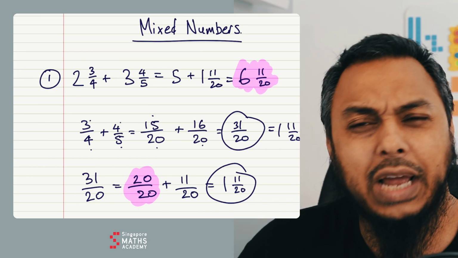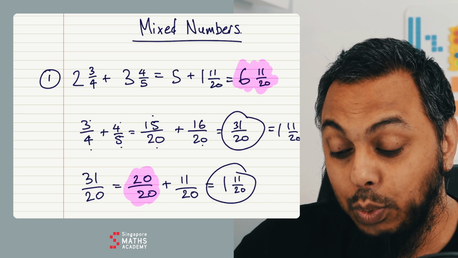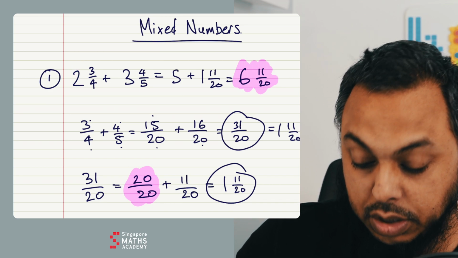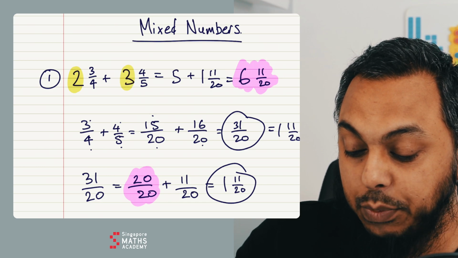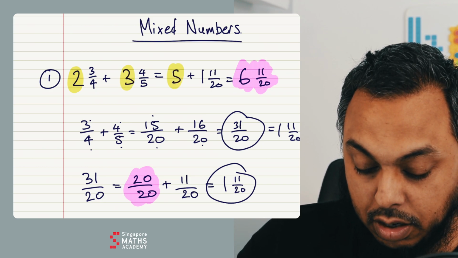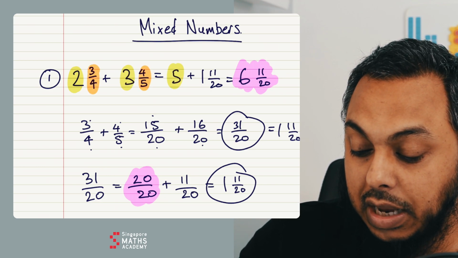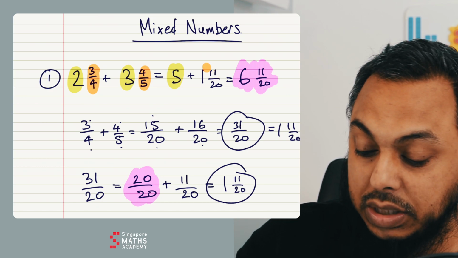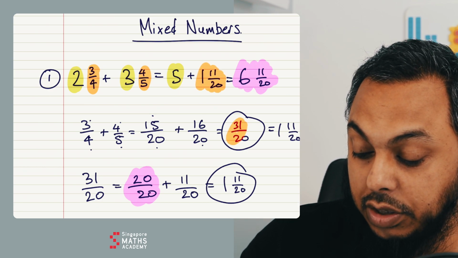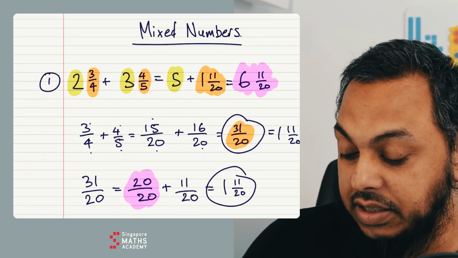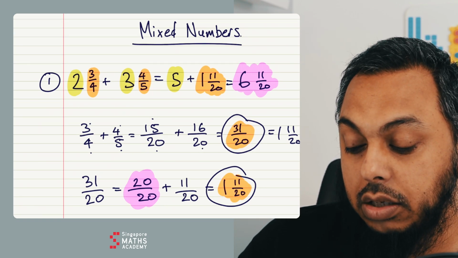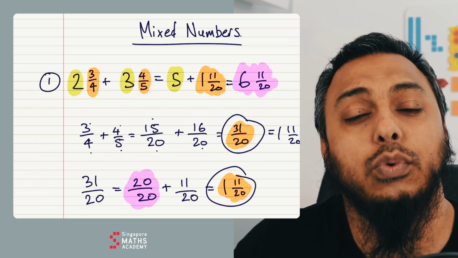What did we do? Can you think about the steps we took? We added the whole numbers first. So let me do it in order. We've added the whole numbers and we got 5. And then we added the fractions and we got 1 and 11 20ths, right? How did I do that? You can see here, 31 20ths is equal to 1 and 11 20ths. And then I did that together to get 6 and 11 20ths all together.